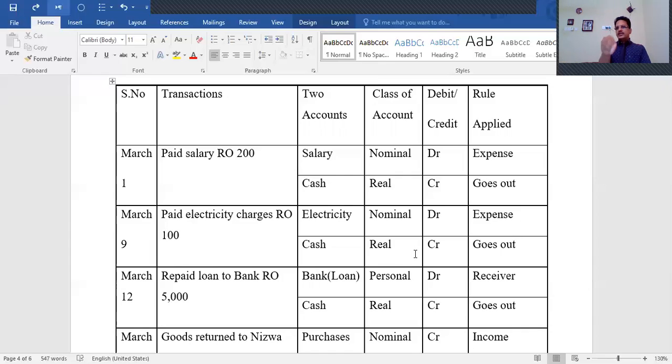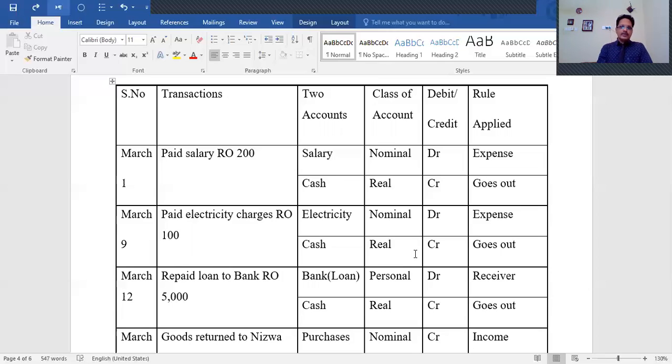What is the reason? Why it is debited? Why it is credited like that? Not to learn by heart, like salary is always debit. Salary is an expense. Debit, when expense or asset increasing, it will be debited. Or in the traditional approach, debit all expenses and losses, credit all incomes and gains. That rule you have to apply.